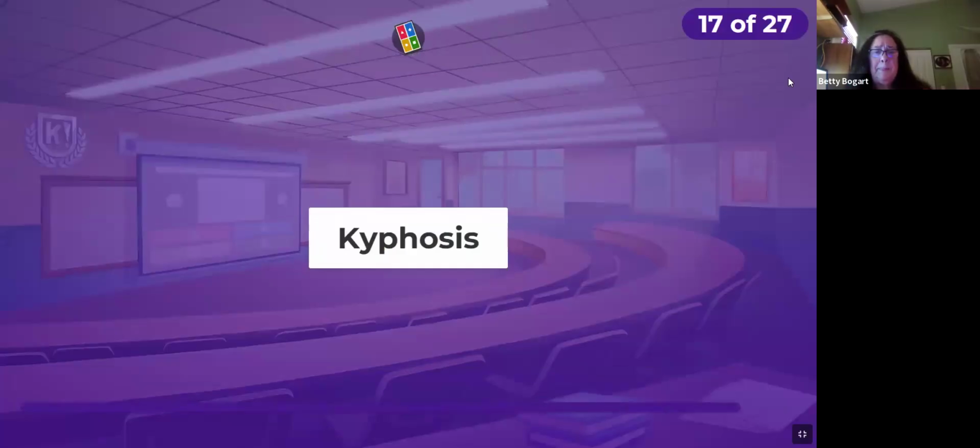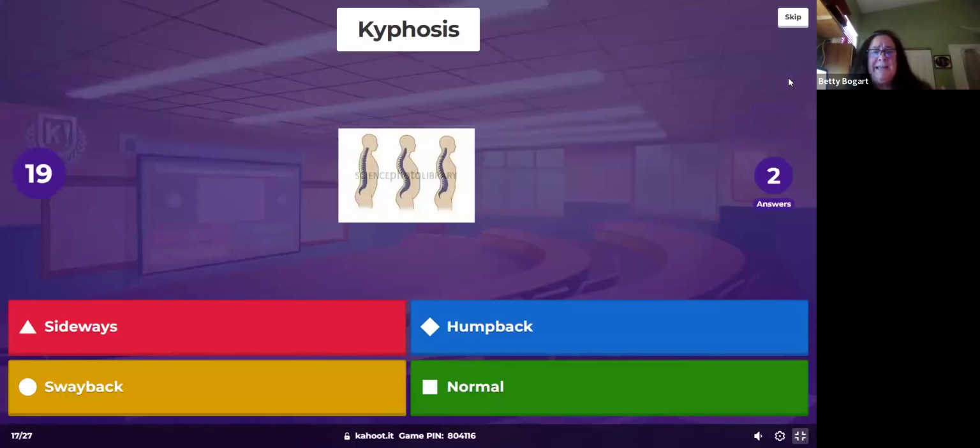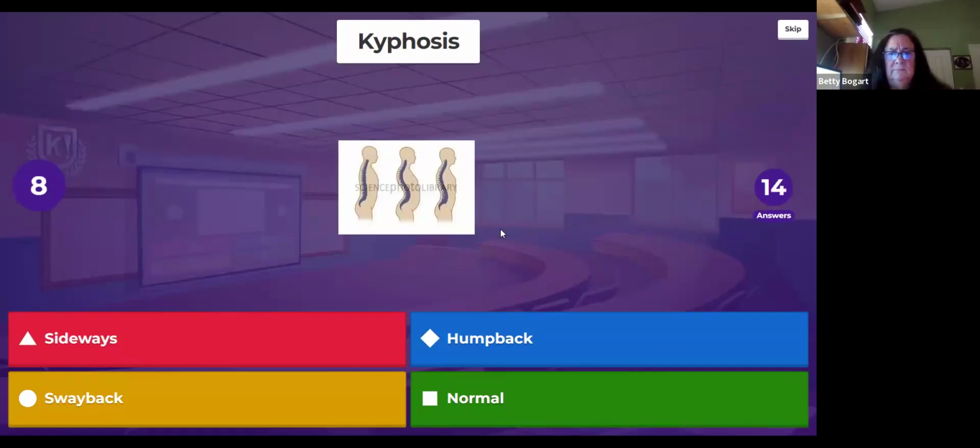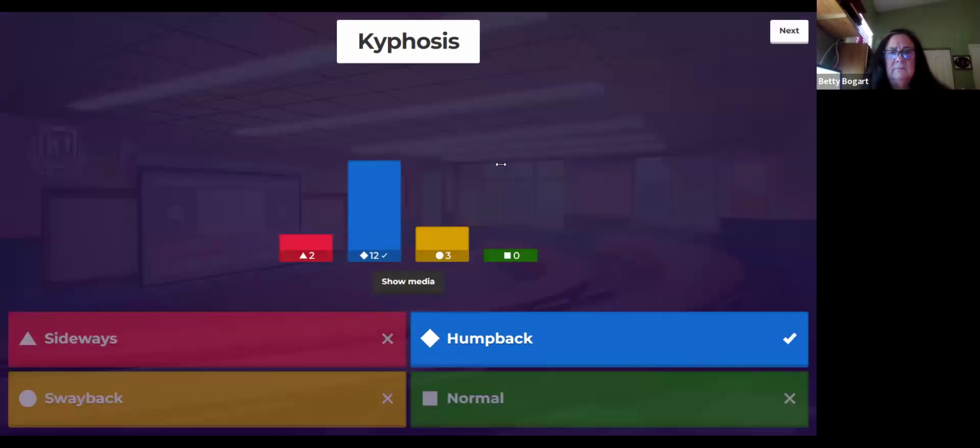Kyphosis. Which one is that? So kyphosis is humpback. That's that upper spine.